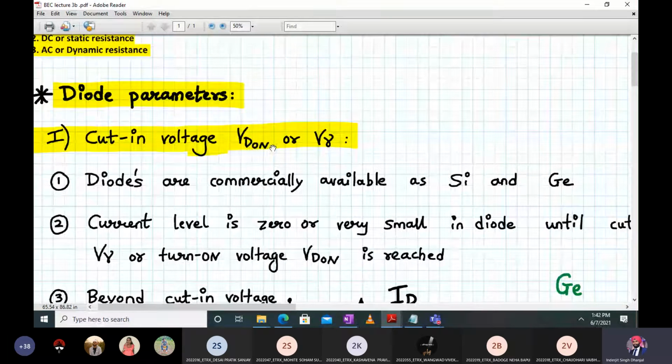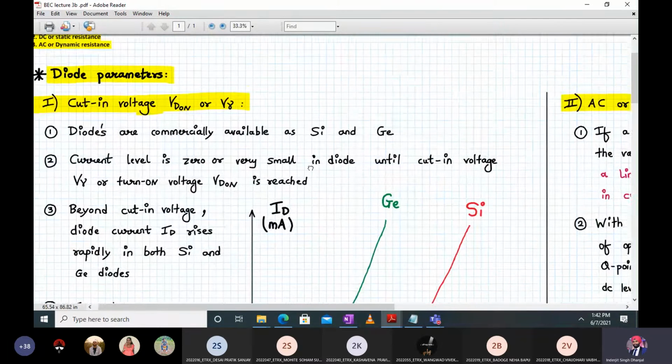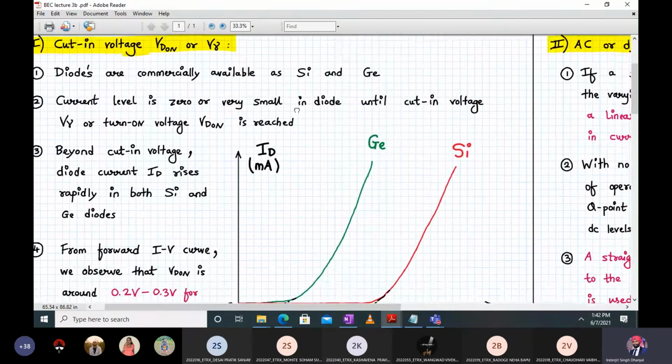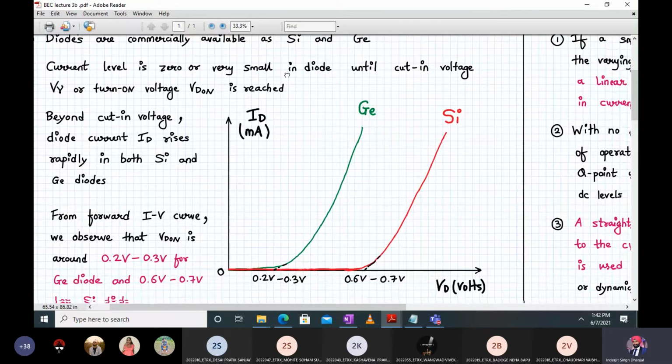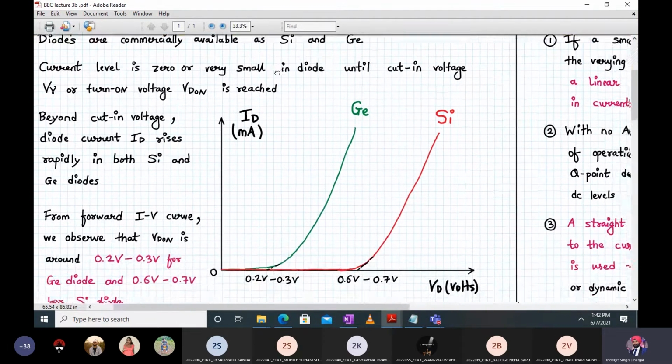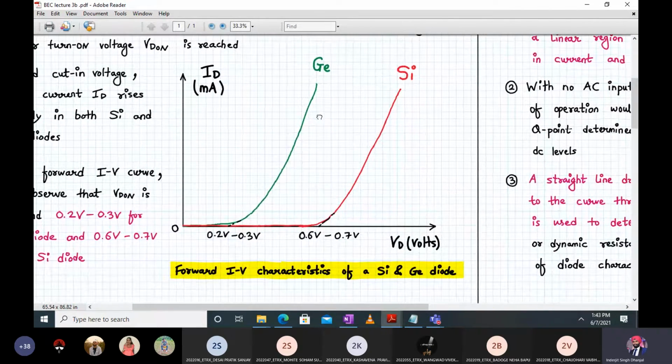We call it VD on or V gamma. We write it as V gamma, but it's easier to call it VD on. This is the forward IV characteristics of a silicon and germanium diode. Basically, diodes are commercially available in silicon or germanium. The current level might be zero or very small in a diode.